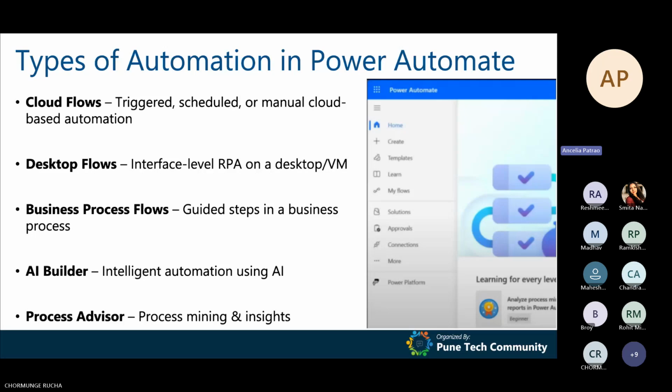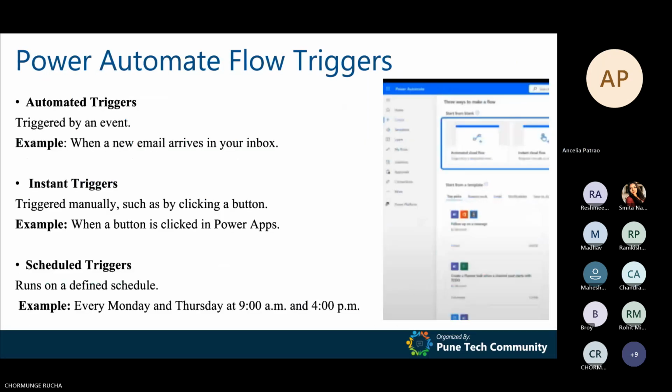So next, coming to the flow triggers. Like the automated triggers. There are three types: automated triggers, instant triggers, and scheduled triggers. So what are automated triggers? Let me tell you what actually a trigger is. It is the starting point of something, and it is like when this happens you do that. So this is how a trigger works, and the main types are automated, instant, and scheduled.